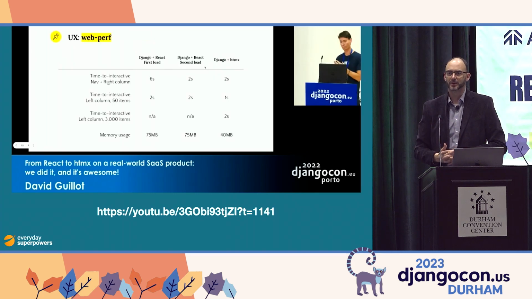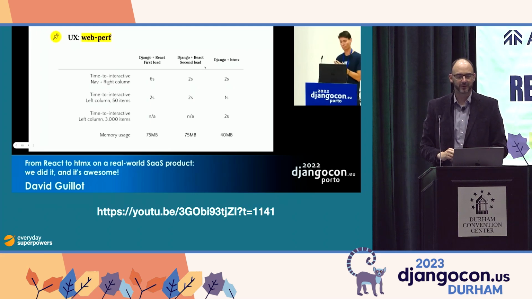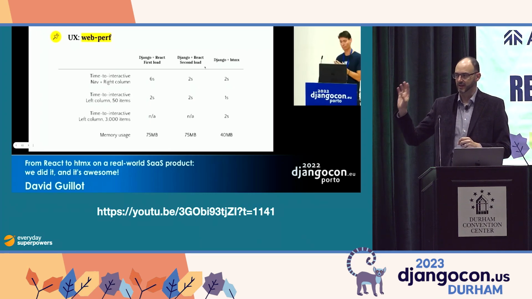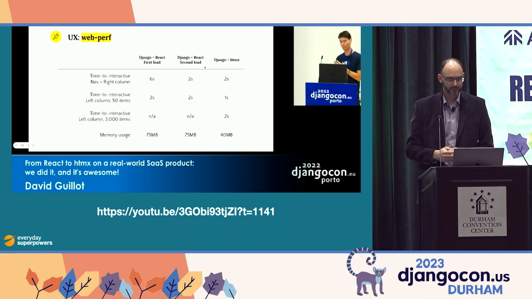Next, he also talked about web performance. He shared some performance metrics where the HTMX version was a clear win. Specifically, and it's probably hard to see at this distance, but on the top left, it shows the time to interactive for the Django and React version could take up to 6 seconds to render, whereas the Django and HTMX version would take up to 2. That's a 2/3 improvement in performance.